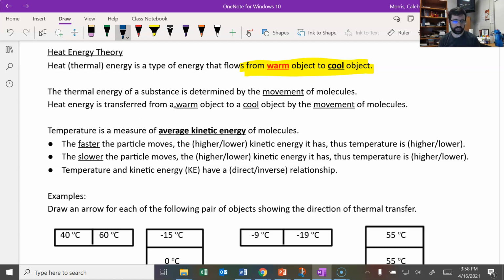The thermal energy of a substance is determined by the movement of the molecules. So if they're moving faster, then it's a higher temperature. Also, the kinetic energy feeds into that. Heat energy is transferred from a warm object to a cool object by the movement of molecules. So temperature, remember, is a measure of the average kinetic energy of molecules. We've talked about that before.